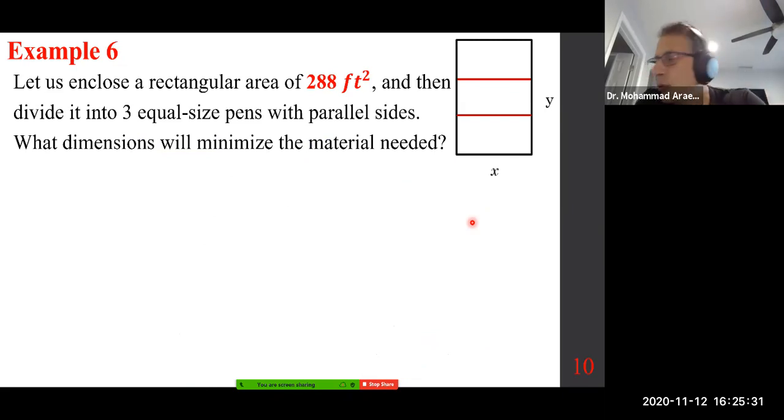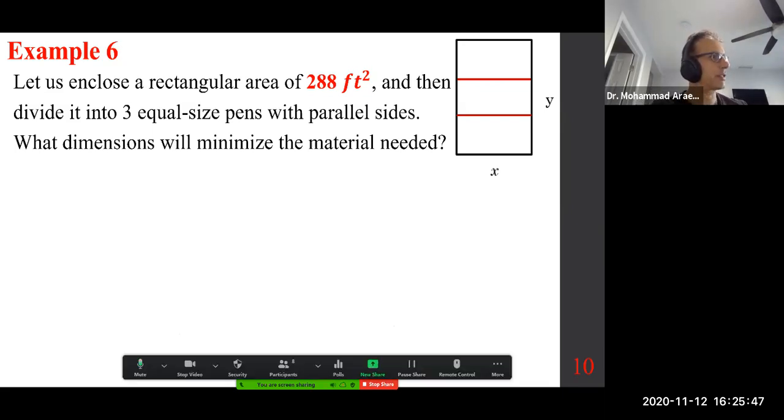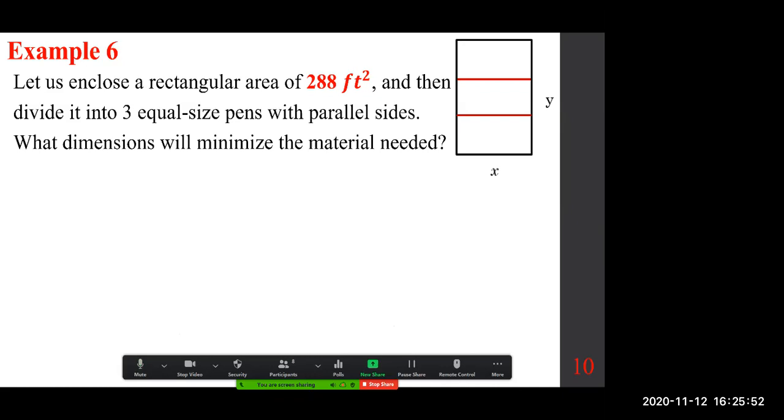Could somebody read this question, please? Anybody want to read this for us, please? I can read it. Example 6. Let us enclose a rectangular area of 288 feet squared, and then divide it into 3 equal sized pens with parallel sides. What dimensions will minimize the material needed?